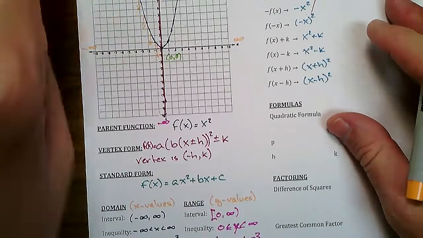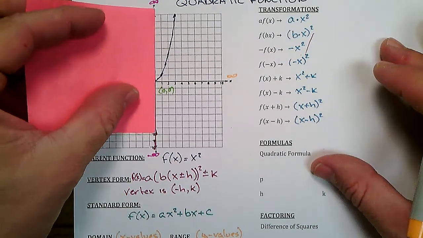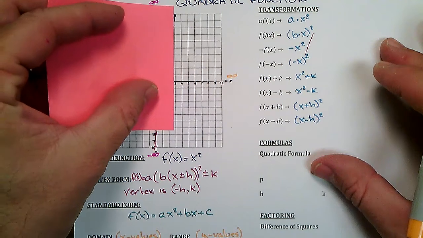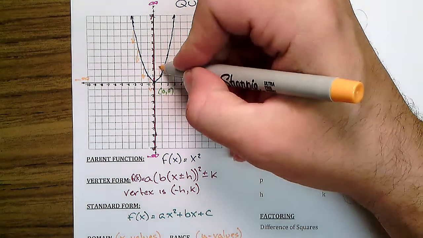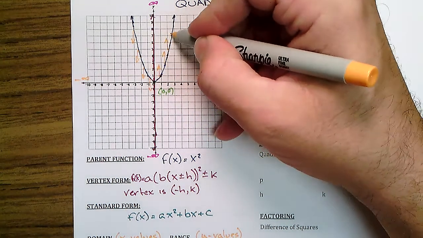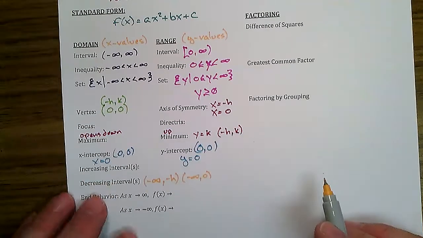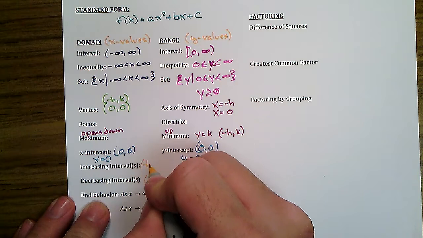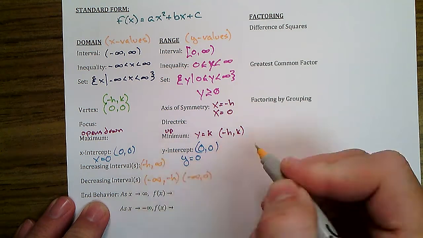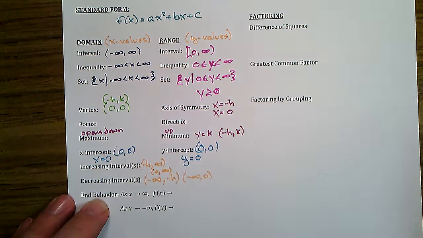Our increasing interval then is going to start at our vertex. And as we continue to go right, our y values are now going up. So again, our increasing interval is going to be from negative h to infinity, and in this case, 0 to infinity.